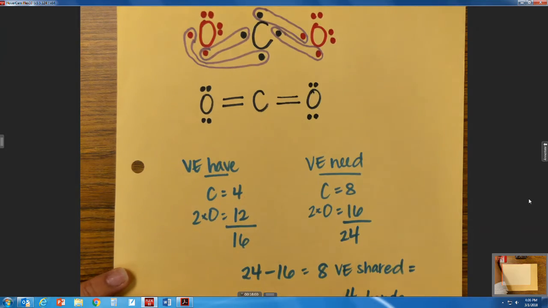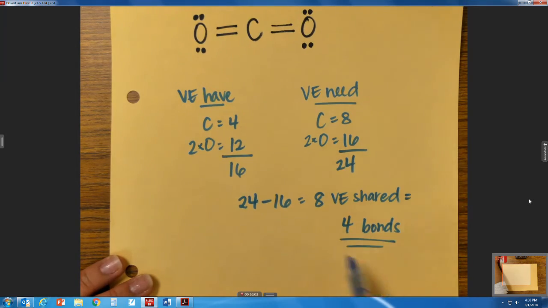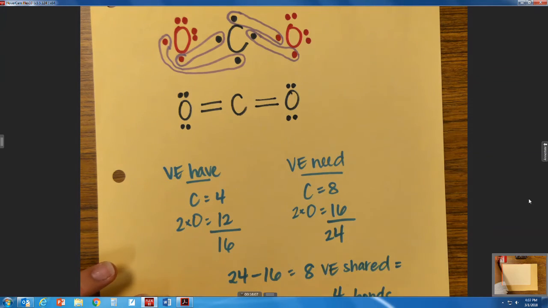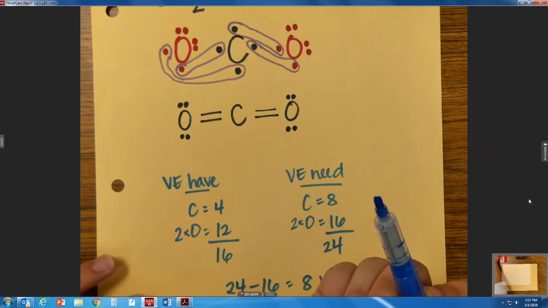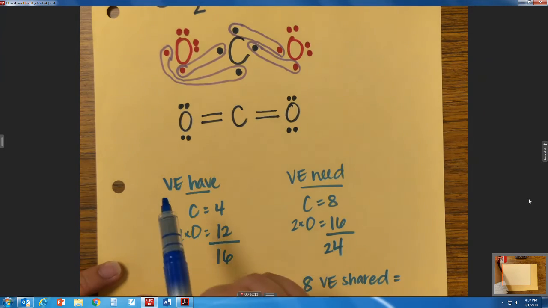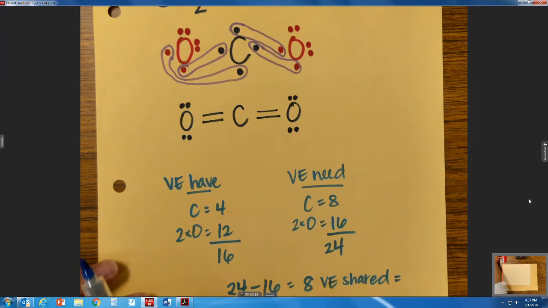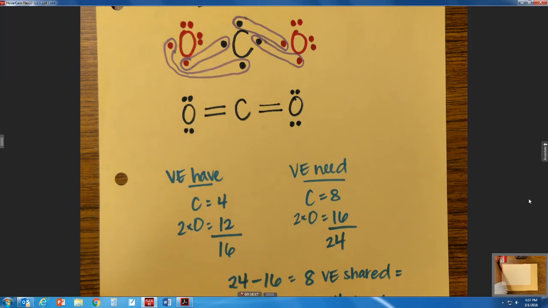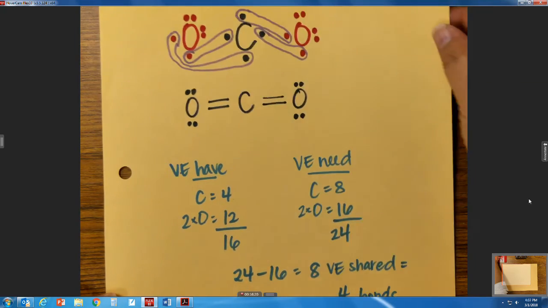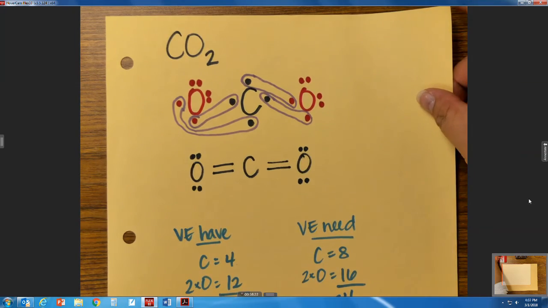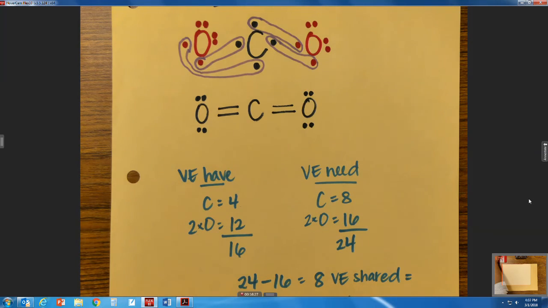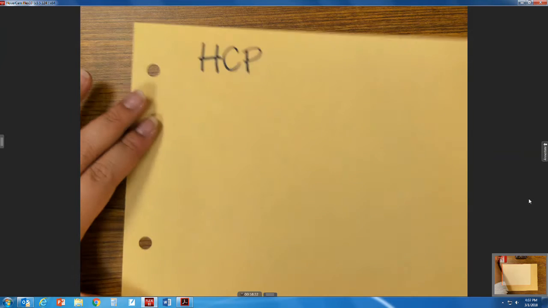Okay, but the only reason why I don't like doing it the math way is that you don't really know where the bonds go. Okay, you kind of have to figure it out for yourself. Okay, 2 on this side, 2 on this side. Well, that's not always the case, which we'll see in just a little bit. Okay, so that's it for carbon dioxide. Okay, we're going to go ahead and move on to the next example, okay, which we have here.